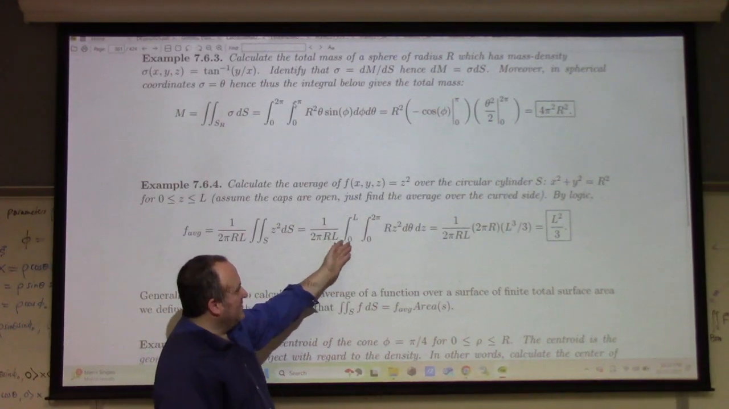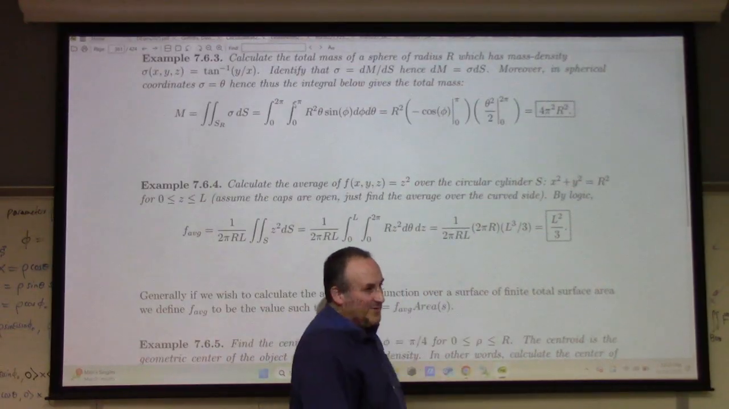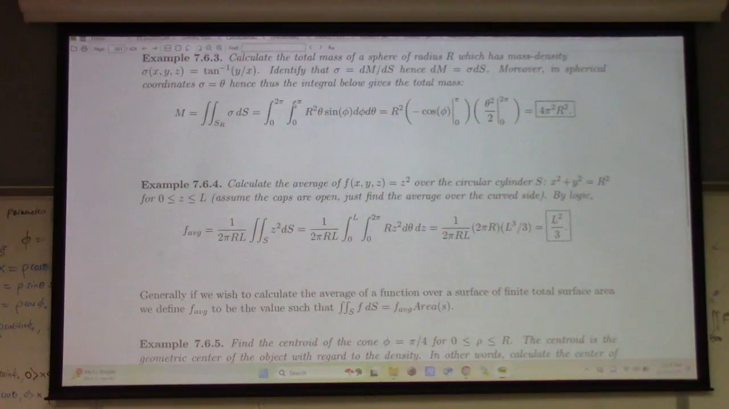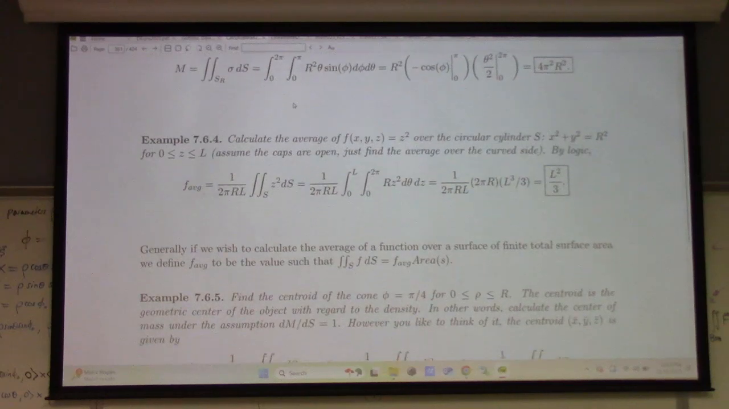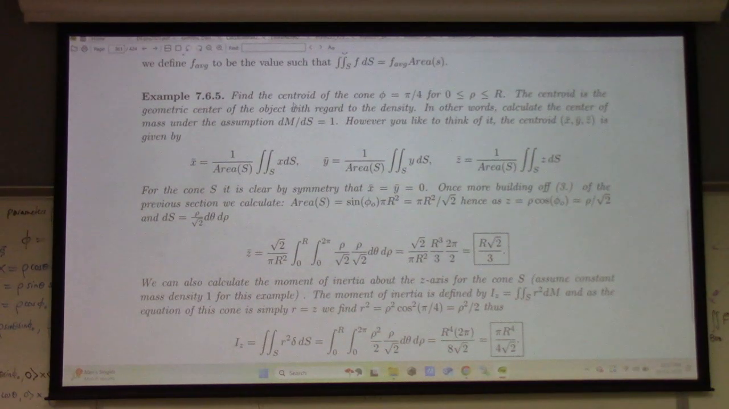And lo and behold, we've got this divided by that, and we find that the average happens to be L squared over 3. So we can calculate the average of a function over a surface. We simply calculate the surface area integral, and we divide by the surface area. We can also calculate centroids of surfaces.